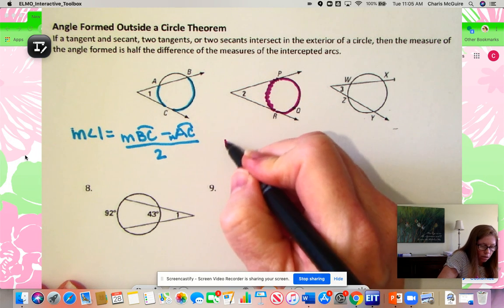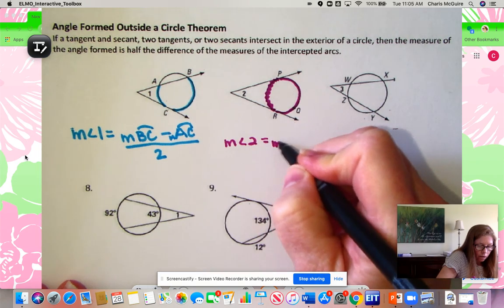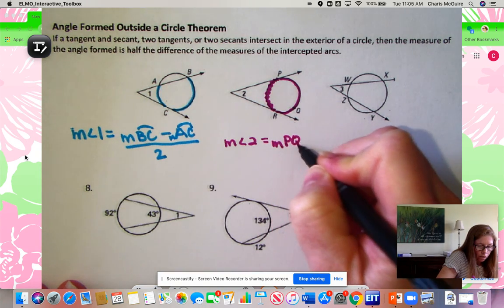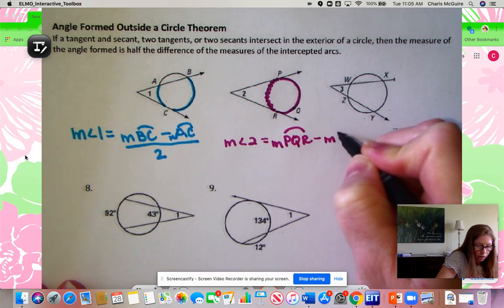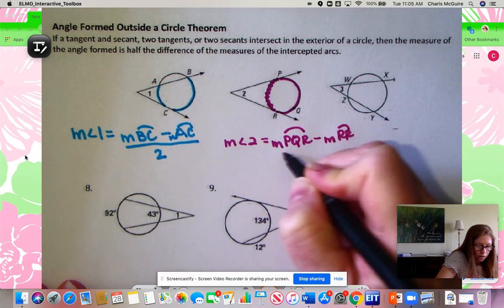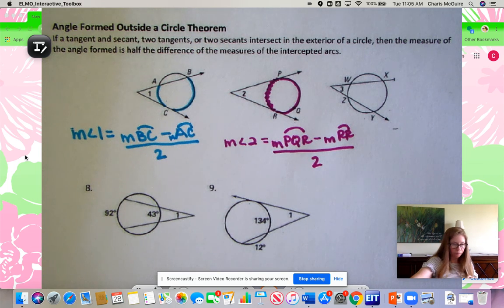So to find the measure of angle 2, we're going to do that big arc, the measure of PQR, and we're going to subtract it from the smaller arc, PR, and then divide by 2. All right, and the last one, happy purple, here we go.